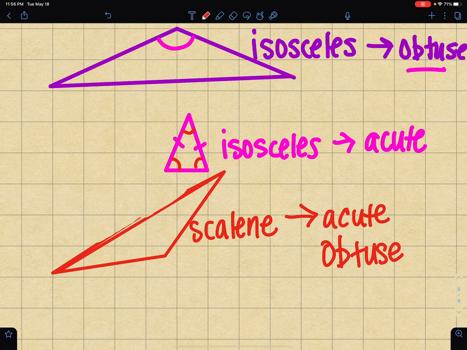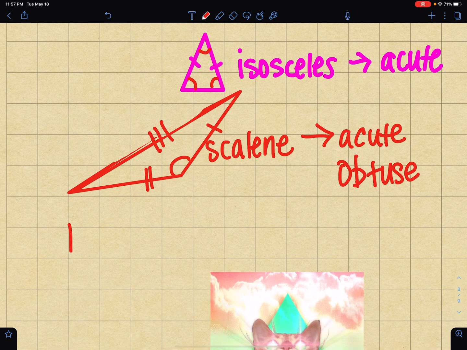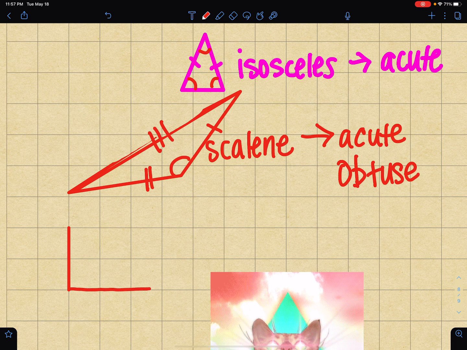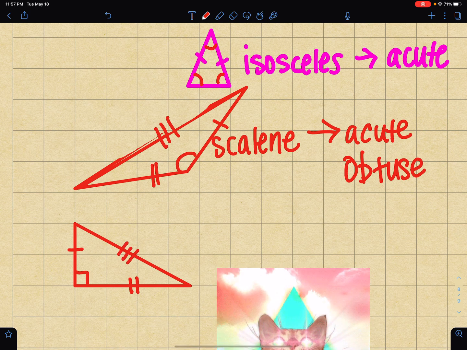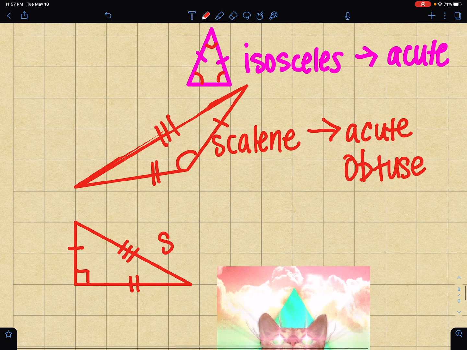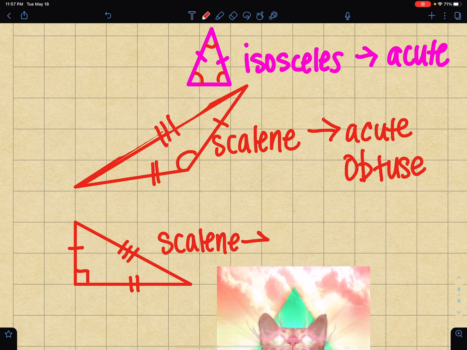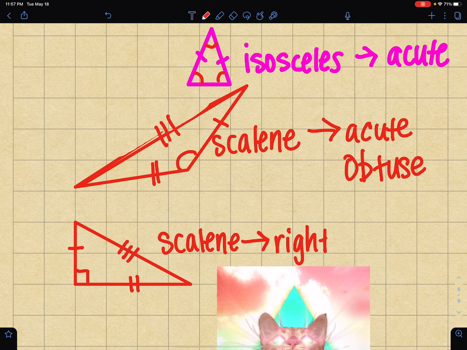Scalene means all the sides are different. I put it so it's hard to tell because this looks like this side, but if they're all different, then it's an obtuse triangle and also a scalene triangle. A scalene triangle could also be a right triangle, because a right triangle just means that you have a right angle. So here I made a right angle, but this one's short, this one's longer, and this is going to be the longest one of all. So that's scalene. It's all screwed up because all the sides are different. But it's also a right triangle because of that angle.